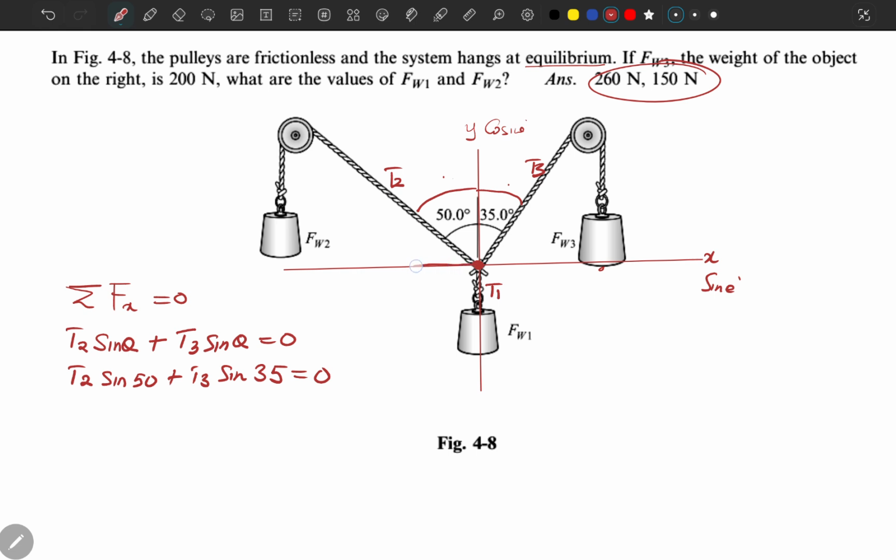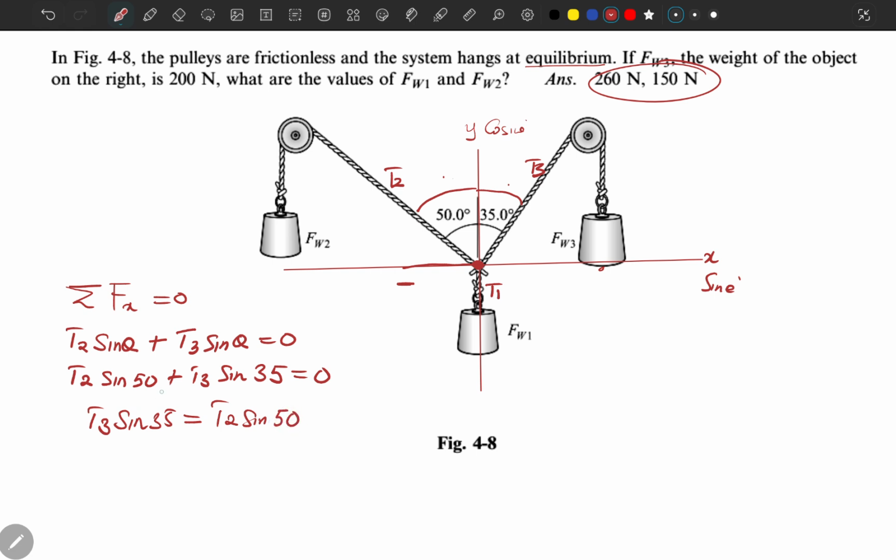But remember, T2 is on the negative part of the x-axis, meaning T2 eventually will be negative. So we can just say that T3 sine 35 is equal to T2 sine 50. You agree, right?